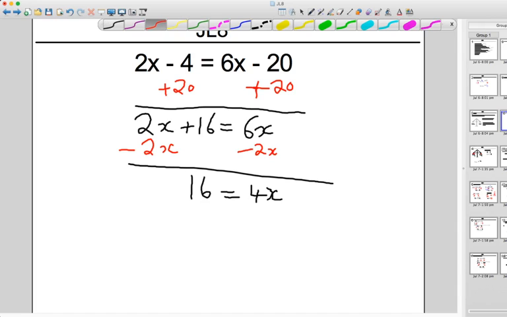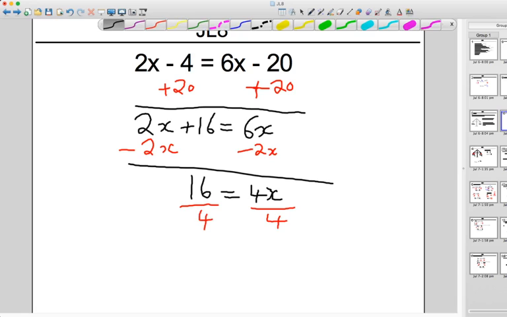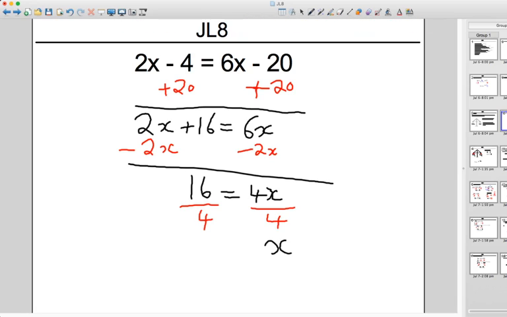And then I need to get x on its own. So I'm going to divide by 4 here, and divide by 4 here. This is going to give x equals 4. Or 4 equals x. It's the same thing.